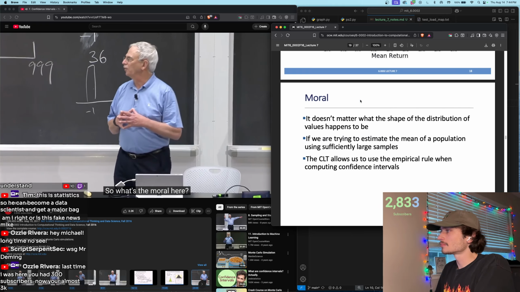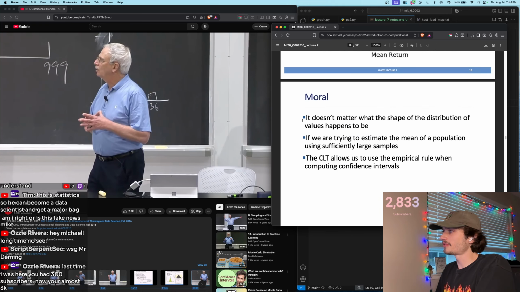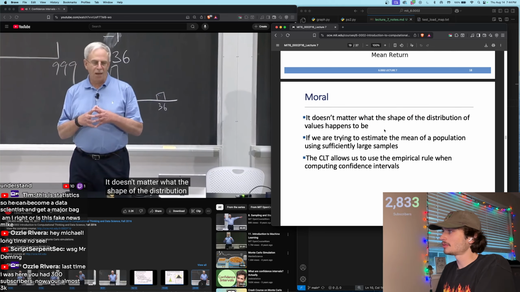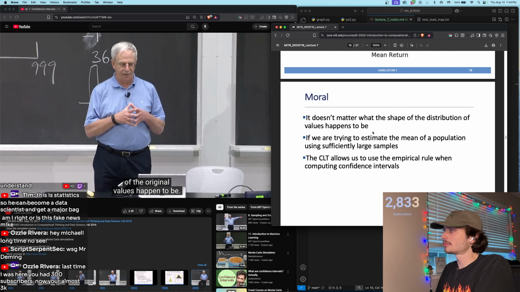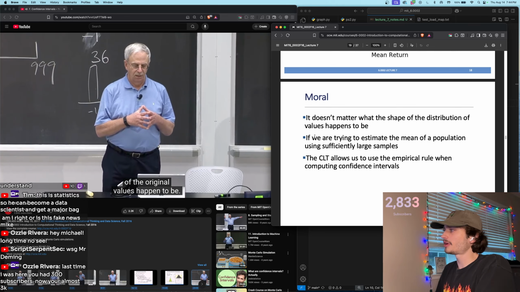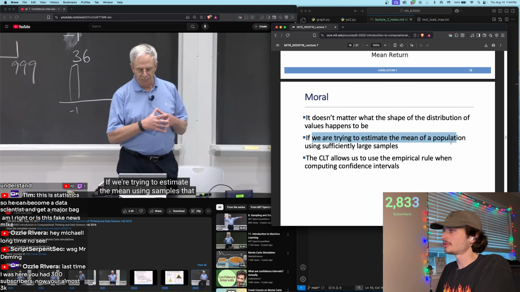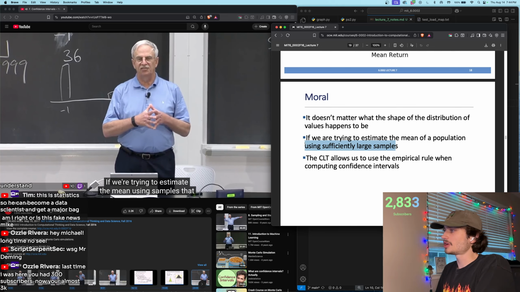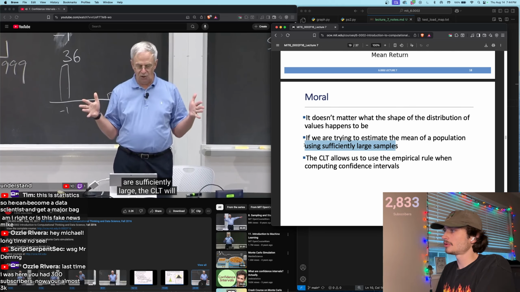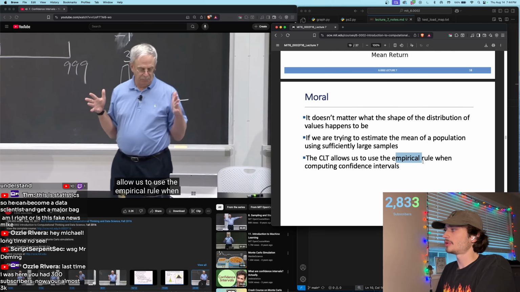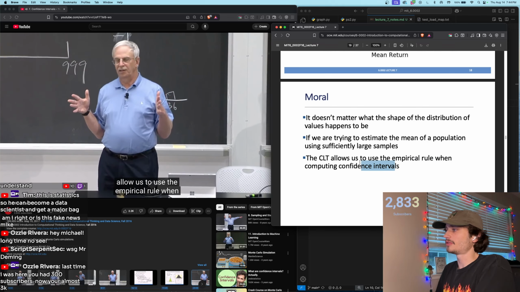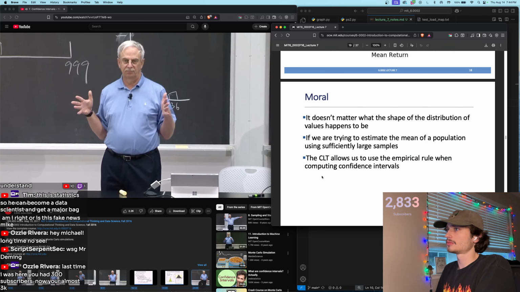So what's the moral here? It doesn't matter what the shape of the distribution of the original values happens to be. If we're trying to estimate the mean of a population using samples that are sufficiently large, the central limit theorem will allow us to use the empirical rule when computing confidence intervals.